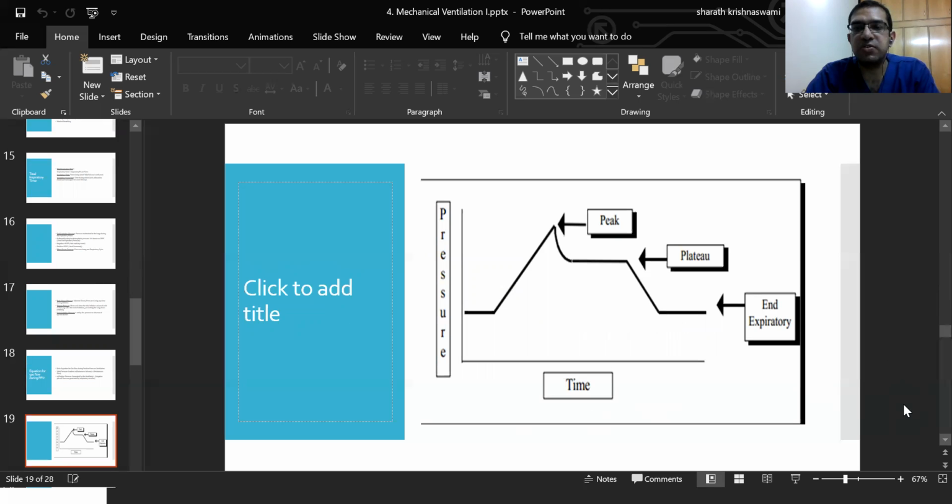So this is the commonly used graph in trying to understand what pressure changes occur when a patient is mechanically ventilated. The pressure is plotted over time. The pressure reaches a peak, after which there is a plateau, and during the end of expiration, there is something known as the end expiratory pressure.